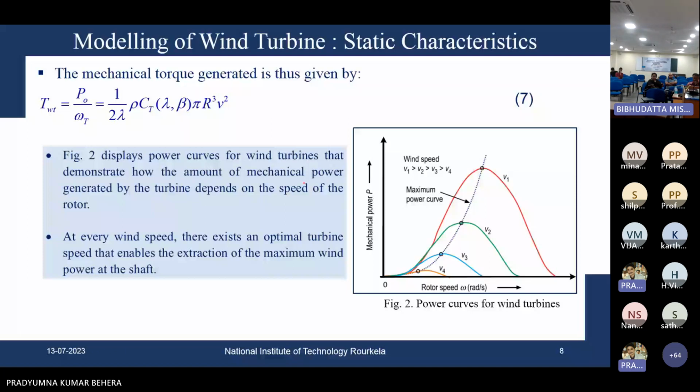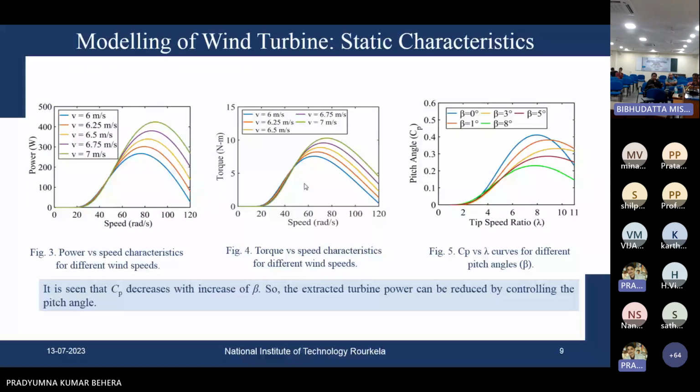Here various plots are given. Figure 3 represents the power versus speed characteristic for different wind speeds. We can see that as wind speed increases, the power output of the wind turbine also increases. Next is the torque. Figure 4 shows the torque versus speed characteristic for different wind speeds. Here the same thing is happening: as we increase the wind speed, the torque also increases.